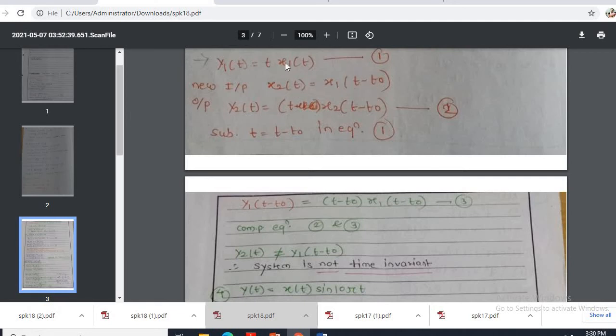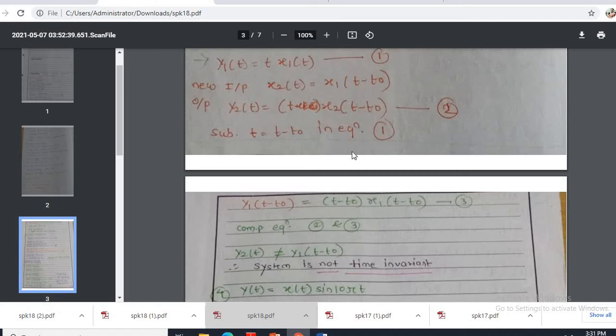So therefore wherever there is an input term, there only we are going to make it x2 of t minus t0. This t is outside that, so it is playing no role. But in the other case, when we are making the output shifted version, the basic output equation is getting affected by this t, and instead of t it is now becoming t minus t0. So here also we need to change t by t minus t0. We have to replace it.